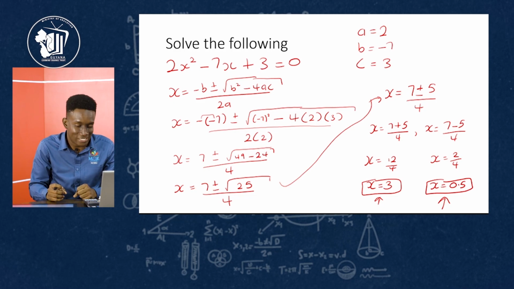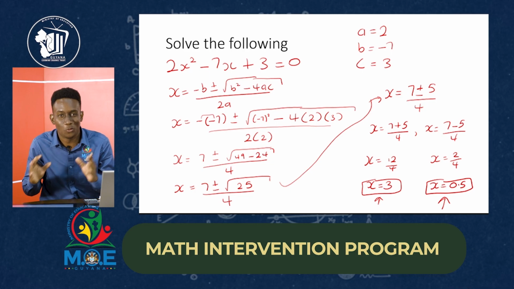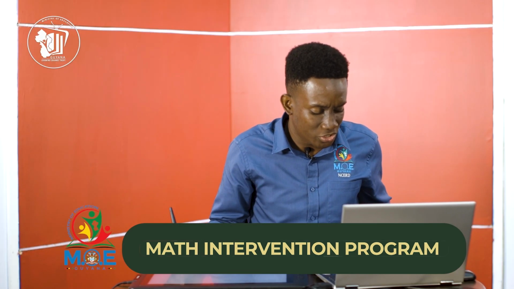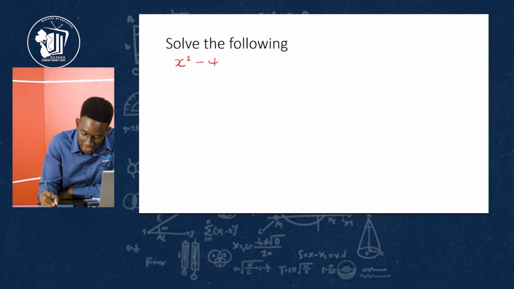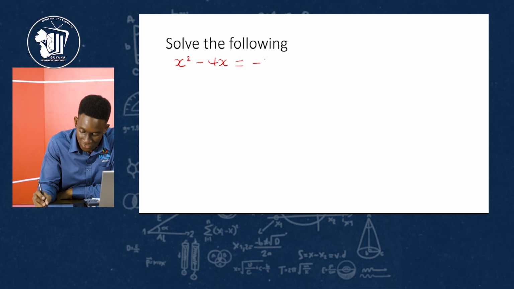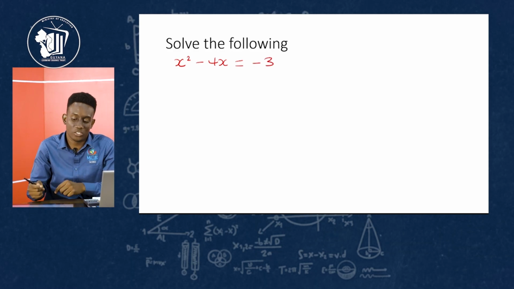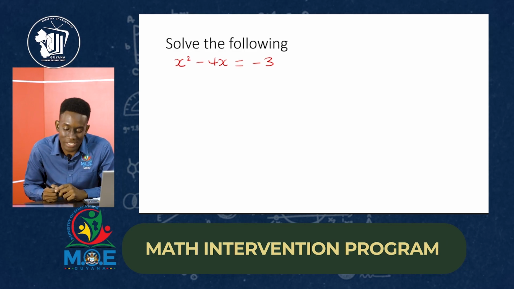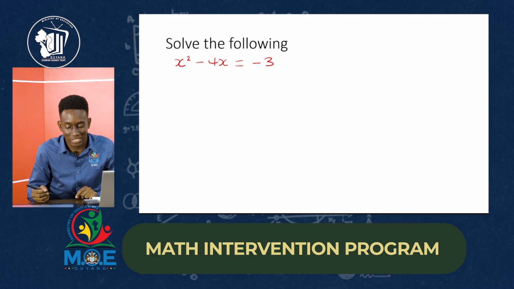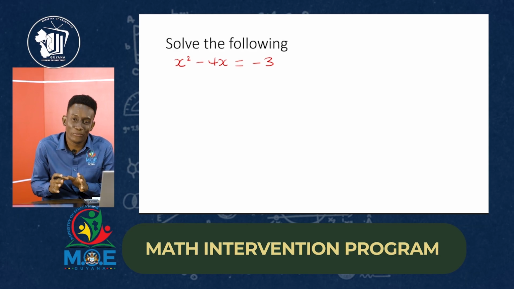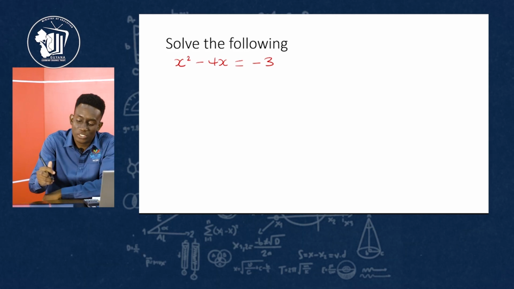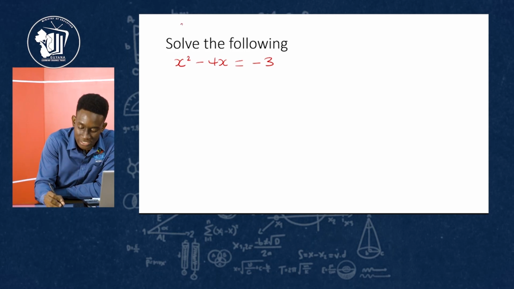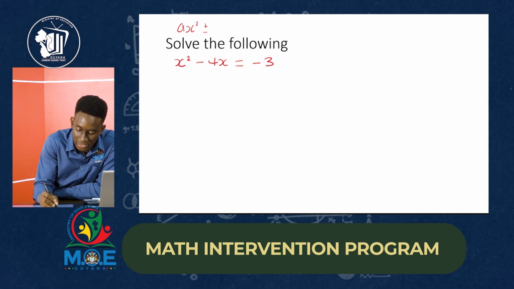So let's move on to another example to solidify our understanding of using the quadratic equation. So let's say we have the equation x squared minus 4x equal to negative 3, and we're asked to solve this equation. So some people may run and jump and say a is equal to 1, b equal negative 4, and c equal negative 3. But we have to remember that to identify a, b, and c, it must be in the general form. And we know the general form for a quadratic equation is ax squared plus or minus bx plus or minus c is equal to 0.